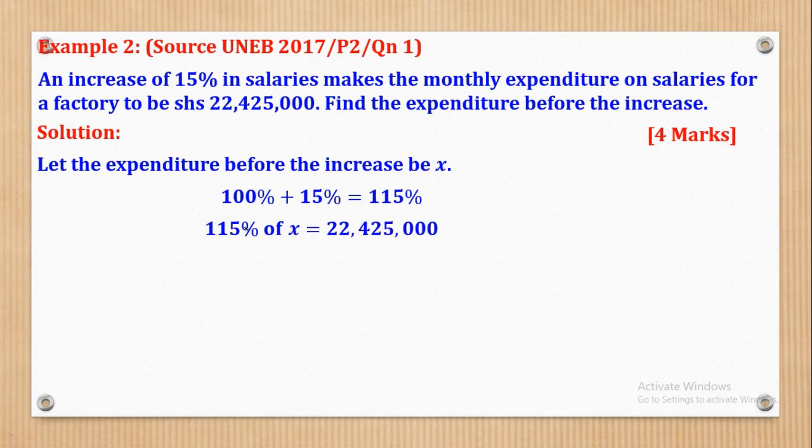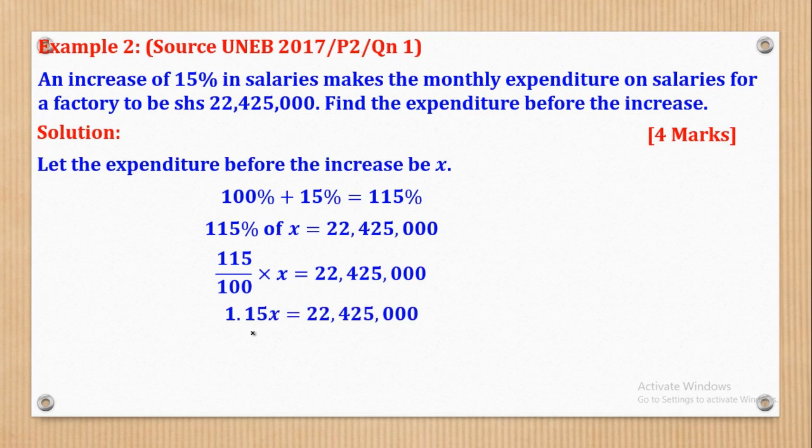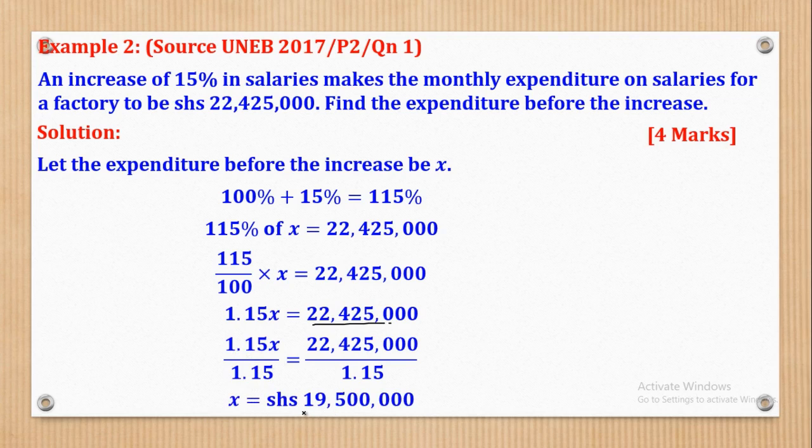And I believe by now you know what this percentage means. So we shall say that 115 over 100, then 'of' means multiplication, then X is there, then this is there. Now when we simplify, 115 over 100, we come up with 1.15x equal to this new price. Then when I divide both sides by this to make X the subject, I'll come up with X being equal to this amount, which is 19,500,000 shillings. So basically that was the price before the increase.